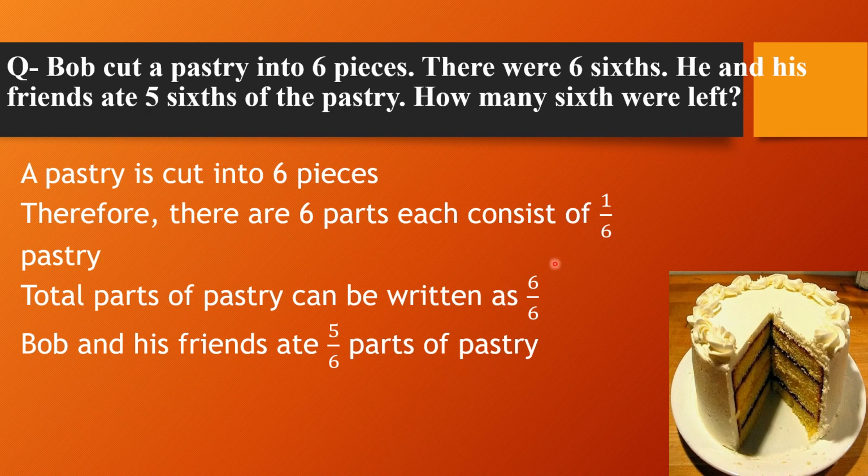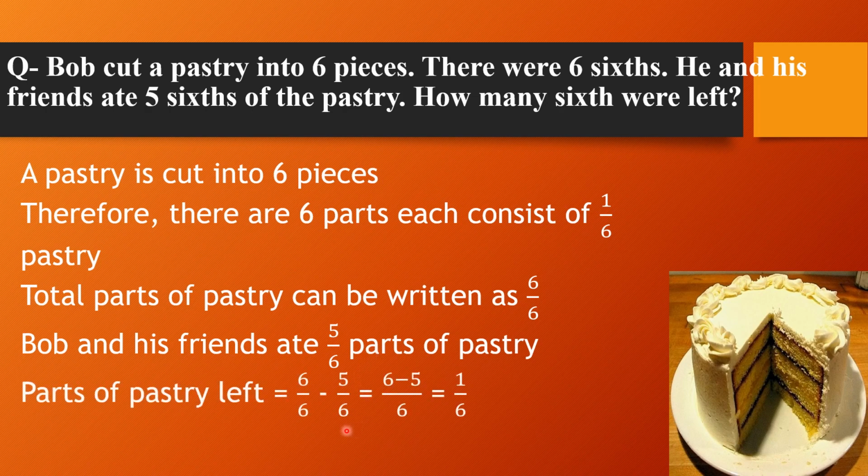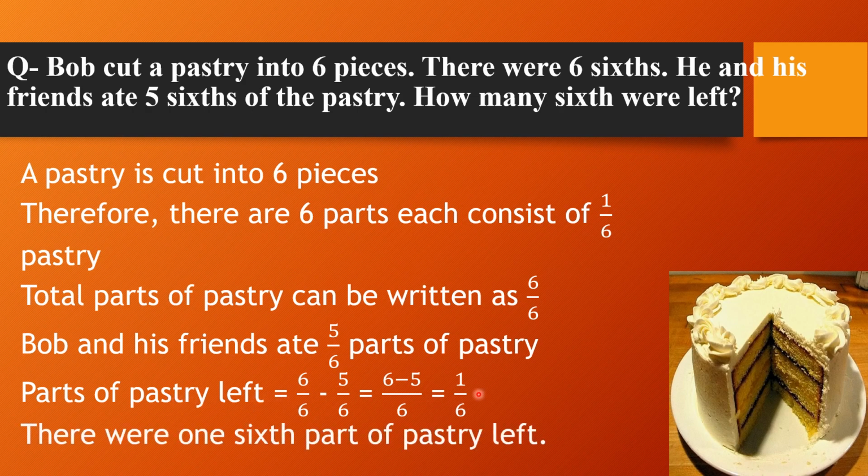So the total pastry is 6 by 6. Bob and his friend ate 5 by 6. How many sixths were left? The word left tells us that we need to do subtraction. 6 by 6 minus 5 by 6. Because the denominators are the same, the subtraction is very simple. We will write the denominator 6 as it is and subtract the numerators. 6 minus 5 equals 1 by 6. Parts of pastry left equals 1 by 6. It means there was 1/6 part of the pastry left.